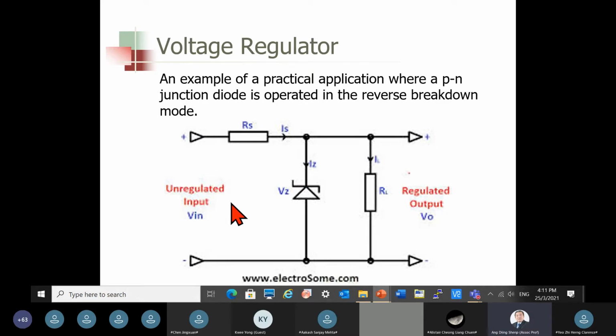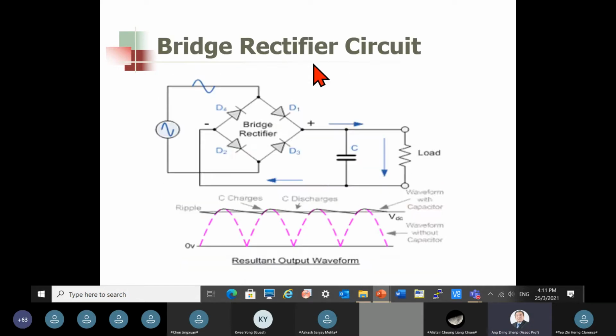Now, the voltage regulator is actually used in the later stage of the rectifier circuit. If you remember, I showed you this much earlier in the first lecture on PN junction. One application of the PN junction is in the bridge rectifier circuit like this, which essentially converts an AC signal into a DC signal.